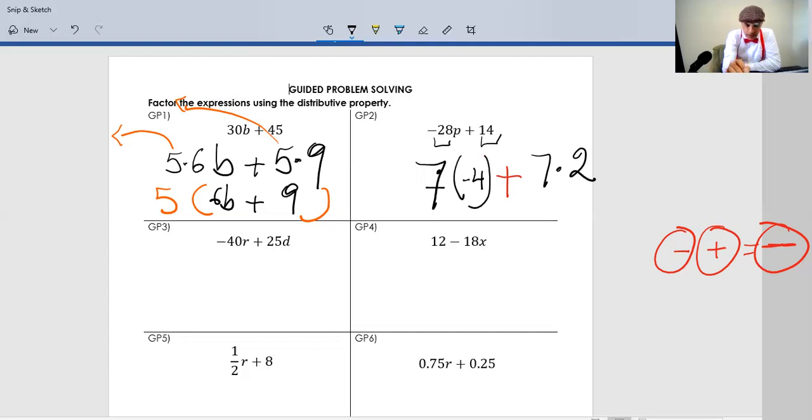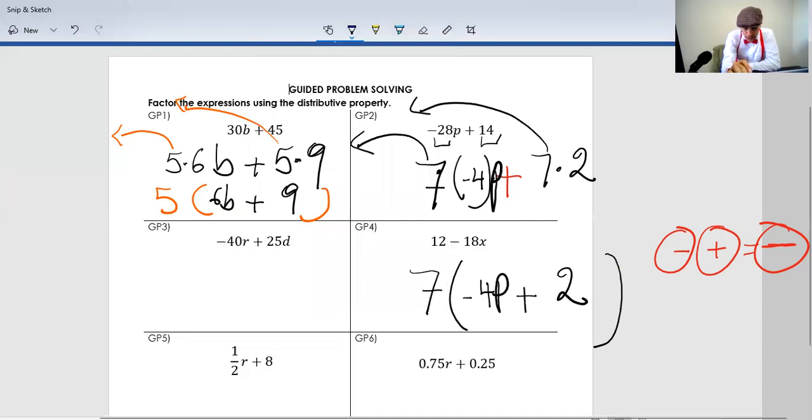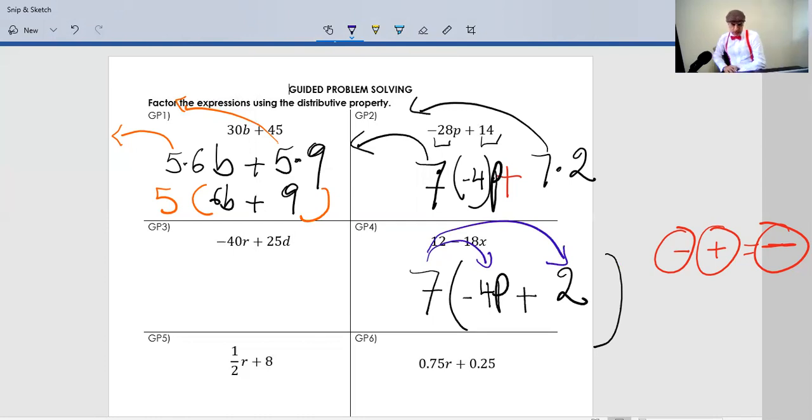And I have a p here. So I'm going to factor out positive 7 from each one. The 7 goes outside. What's left on the first one? Negative 4p. Plus what's left on the second one? 2. So when you factor it, it becomes 7 on the outside, and negative 4p plus 2 inside. To make sure you didn't make any mistakes, if you distribute, you should get back the expression you started with. 7 times negative 4p is negative 28p. 7 times 2 is positive 14. That's how we factor.